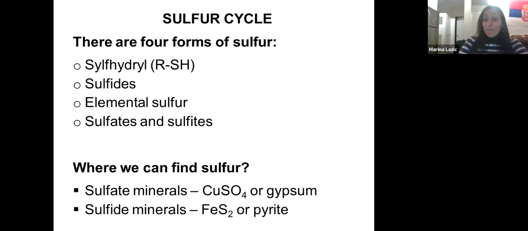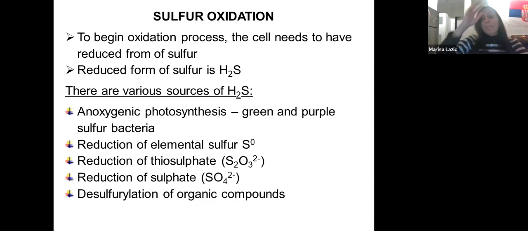So unit 10, very important for this exam: sulfur and nitrogen. Personally, I love the sulfur cycle. For me, it looks easy. It's easy to memorize, but again, maybe it's just my personal preference. So there are 4 forms of sulfur: sulfhydryl, sulfides, elemental sulfur, and sulfates. We can find sulfur in sulfur minerals and sulfide minerals, like gypsum or pyrite. You've all heard about this.